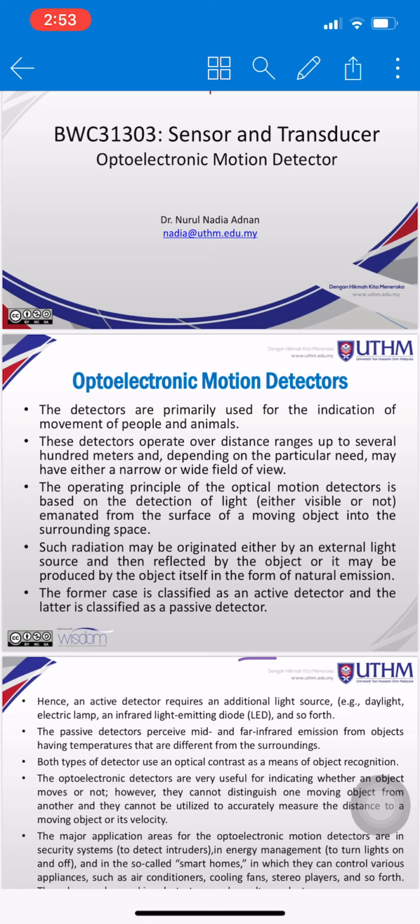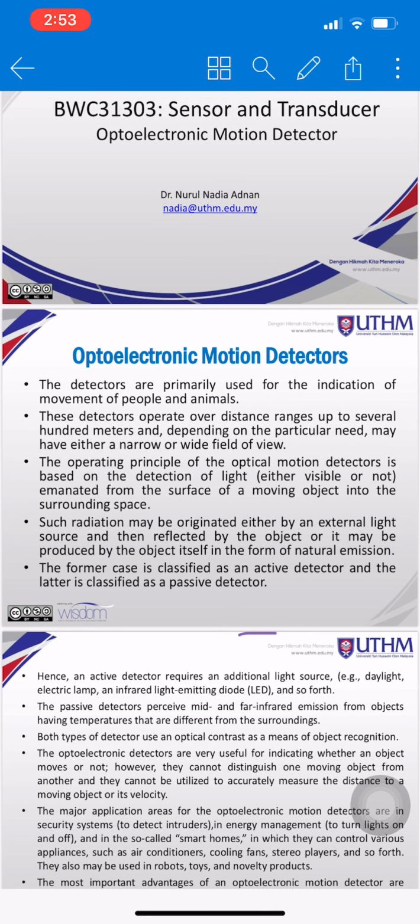Usually the active detector requires an additional light source, for example an electrical lamp, an infrared light emitting diode, and others. For the passive detector, there is no need for an additional light source. It detects mid and far infrared emission from an object having a temperature that is different from the surroundings. Both active and passive detectors use an optical contrast to detect an object.